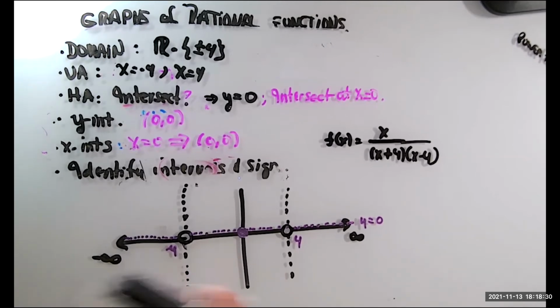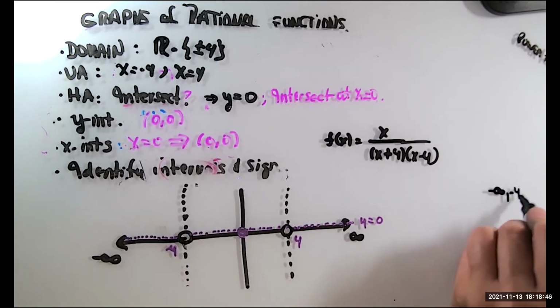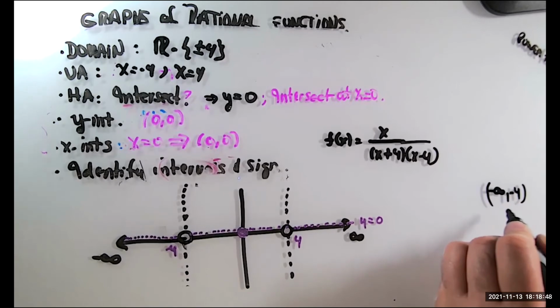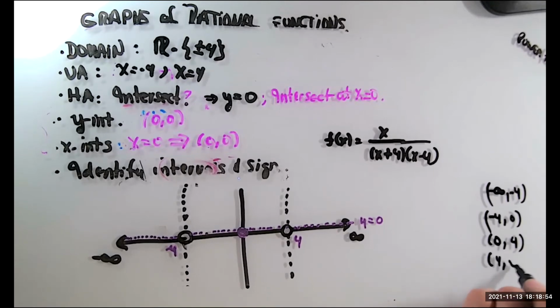Okay, so let's go ahead and look at the intervals. It will be from negative infinity to negative 4, negative 4 to 0, 0 to 4, 4 to infinity. We have a lot of them. So let's see what we have. From negative infinity to negative 4, then negative 4 to 0, 0 to 4, 4 to infinity. 1, 2, 3, 4. Perfect.